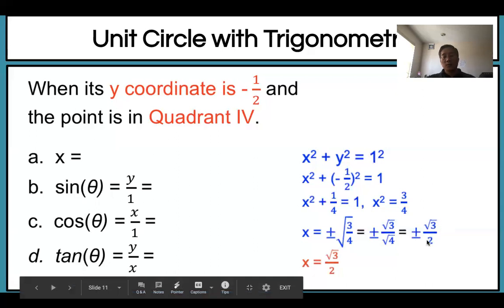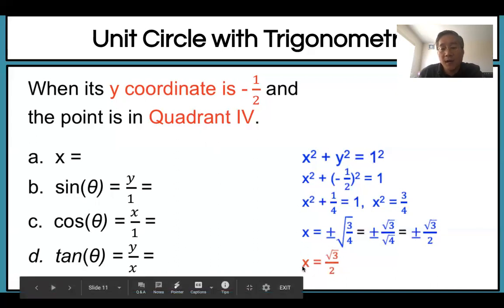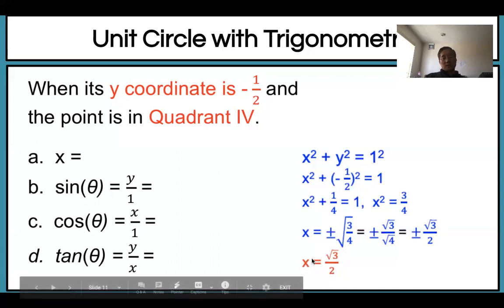But we said that in quadrant 4, x is what? Positive. So you take only positive for x. So square root of 3 over 2. So if you found the x value, now plug in to get the trigonometry values.